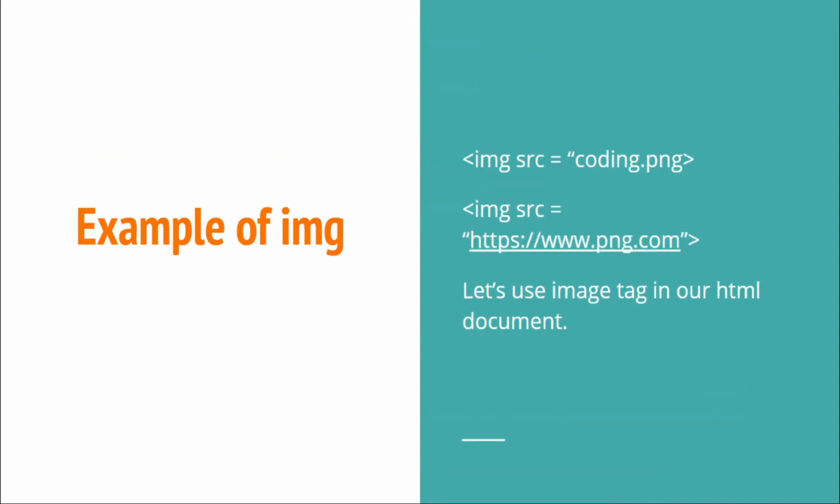Here we can see two examples of our image tag. One is using image name, that is coding, and its extension, that is png. And another example is URL of the image, that is www.png.com. Let's use image tag in our HTML document to make things more clear.